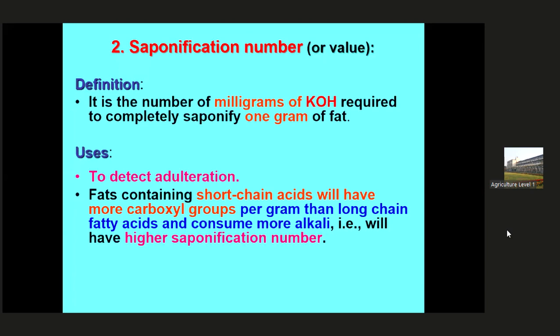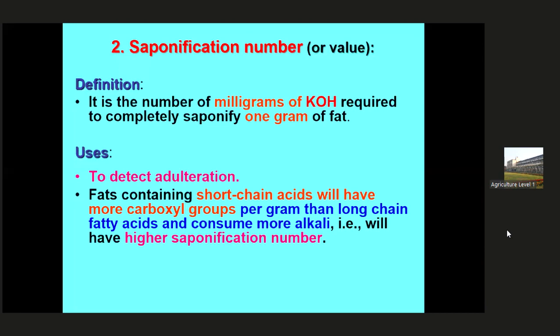The saponification number is inversely proportional to the chain length of the fatty acid. So each and every fat and fatty acid has a specific saponification number, based on which you can identify whether the fat is pure or not.